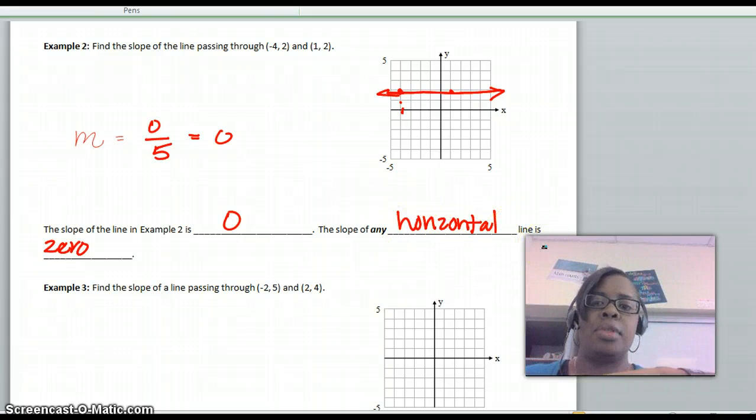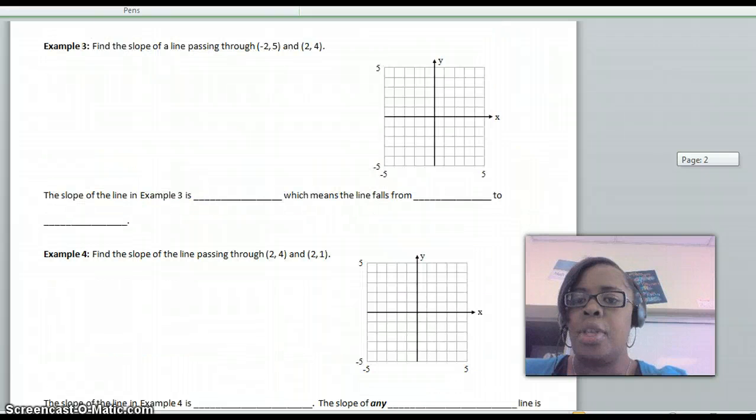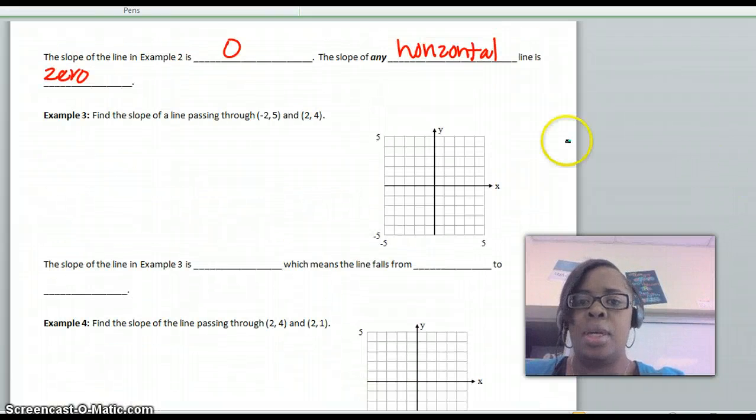every single time. So if I'm walking or running or trying to run, I'm always going to want to have a 0 slope because it makes it easier for me. So I want flat land. Horizontal, 0 slope.